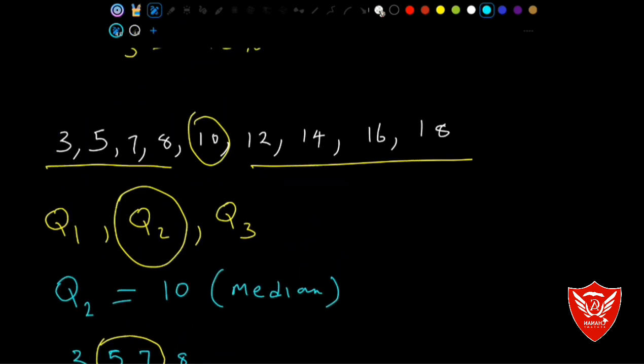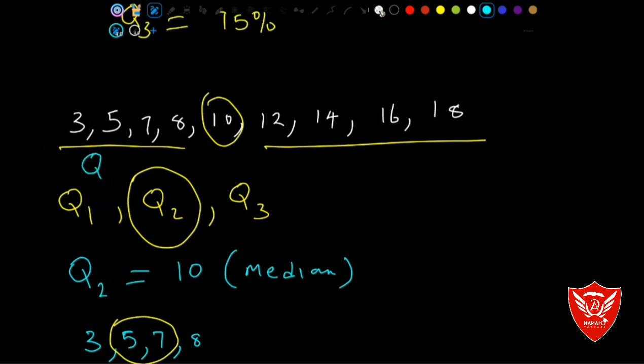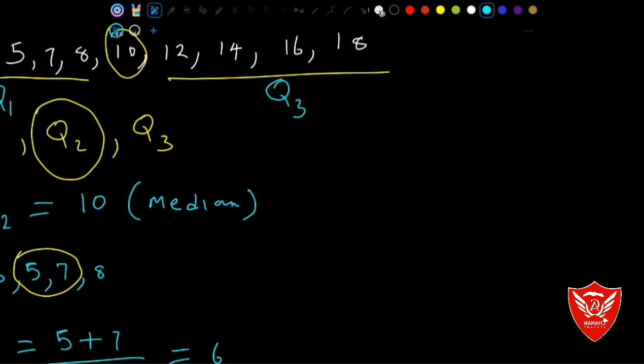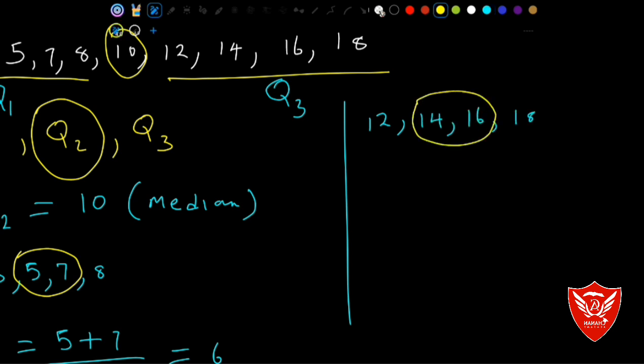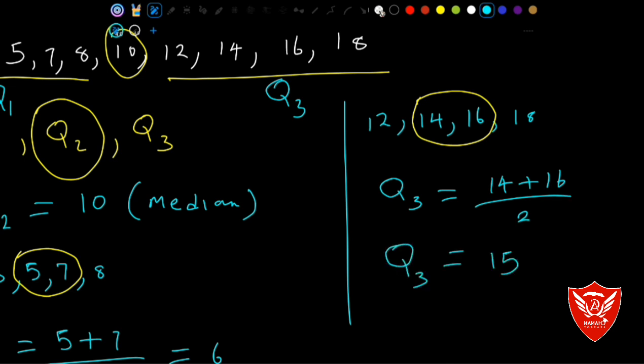Okay? And then for us to be able to find the third quartile, so this side is the first quartile, and this is the third quartile. We pick the numbers at the upper half, which are 12, 14, 16, and 18. And then we look for the median. So the third quartile is going to be 14 plus 16 divided by 2, and this is going to give us 15. So our third quartile is equal to 15.